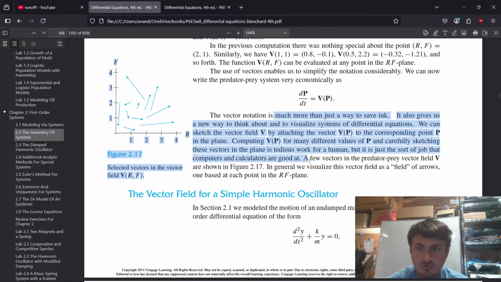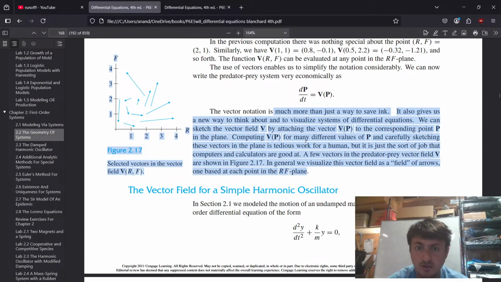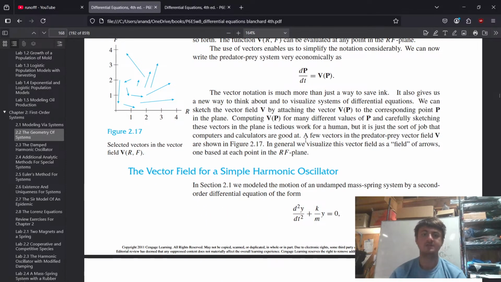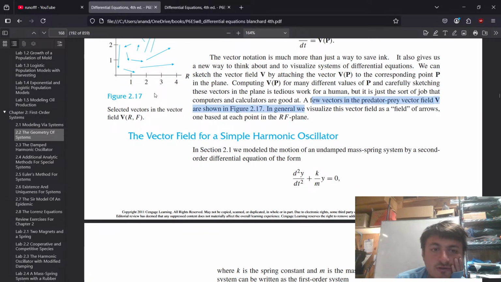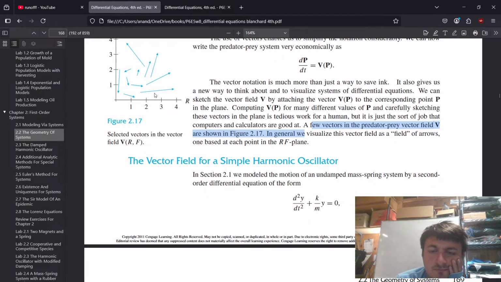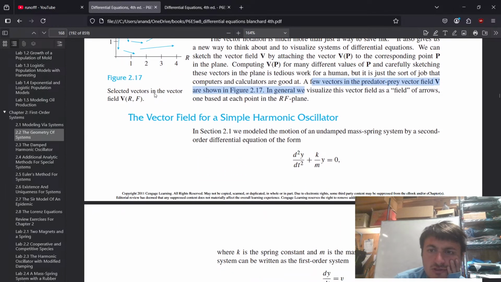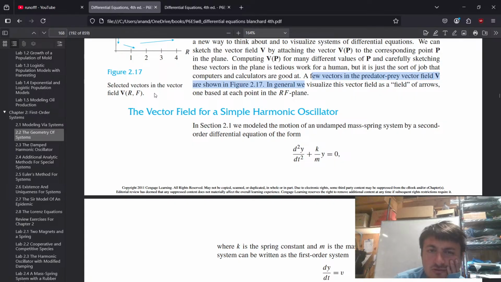The vector notation is much more than just a way to save ink. It also gives us a new way to think about and visualize systems. We can sketch the vector field V by attaching the vector V of P to the corresponding point P in the plane. Computing V of P for many different values of P and carefully sketching these vectors in the plane is tedious work for a human, but is the sort of job that computers and calculators are good at. A few vectors in the predator-prey are in figure 2.17. In general, we visualize this vector field as a field of arrows.